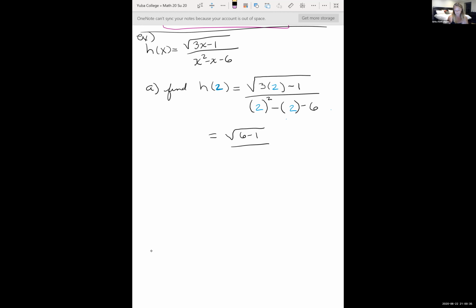Denominator, that's like a parentheses around that whole thing. Order of operations, exponents first. So we get 4 minus 2 minus 6. So this is the square root of 5 all over 4 minus 2 minus 6. 4 minus 2 is 2, 2 minus 6 is negative 4. So h of 2 gives us root 5 over negative 4.